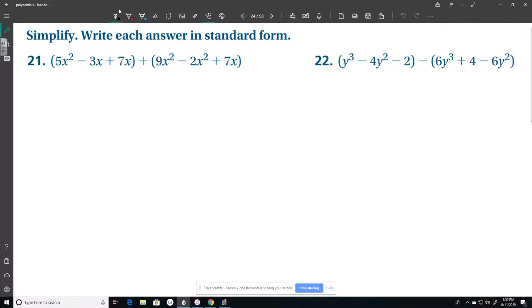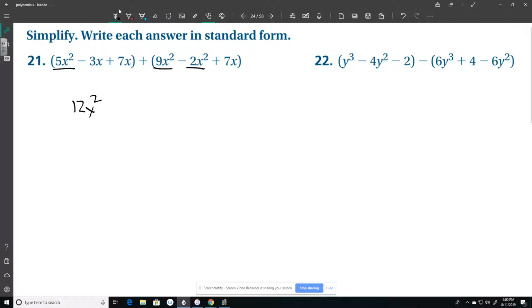All right, simplify each answer and write it in standard form. So 5x squared minus 3x plus 7x plus 9x squared minus 2x squared plus 7x. We've got a plus, so we don't need to worry about distributing anything. Let's look at my squareds. 5x squared plus 9 of them minus 2 more of them. So 5 plus 9 is 14 minus 2 is 12x squared.